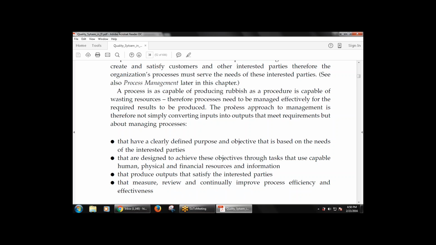So there is a process approach that is used with process management, and that does not simply mean input converted into output. No, managing so that it meets the requirement is the main purpose, the main aim of the process approach. Managing the process approach means converting the input into the output by means of a good process. So whenever an input is given, it is converted into the output by means of the process.